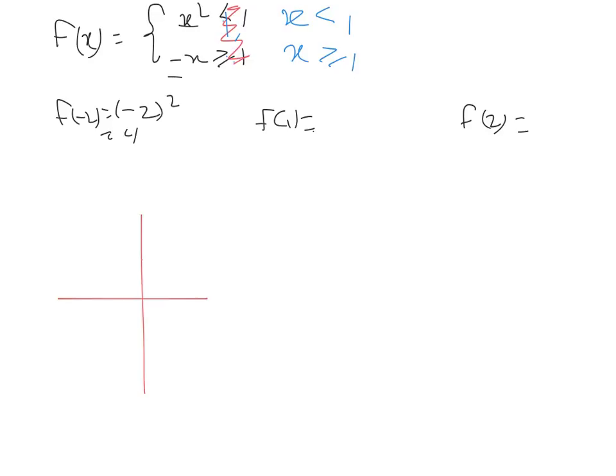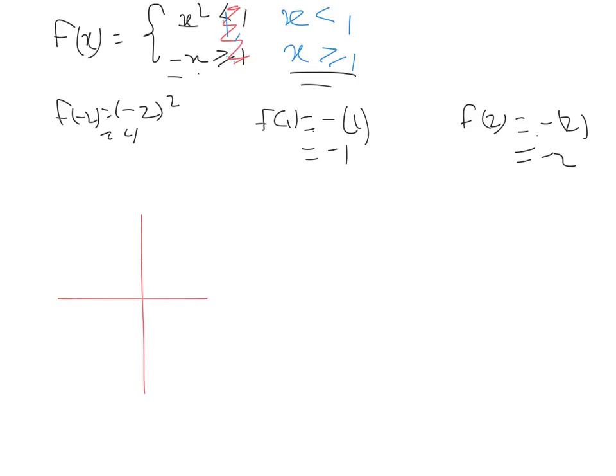For x equals 1, once again we choose the function that we'll use. For 1 we've got to use where it's greater than or equal to 1, so we're going to use negative x. So negative x becomes negative 1. At x equals 2, same deal, it's greater than 1, so we're going to put in negative x, so it ends up being negative 2.